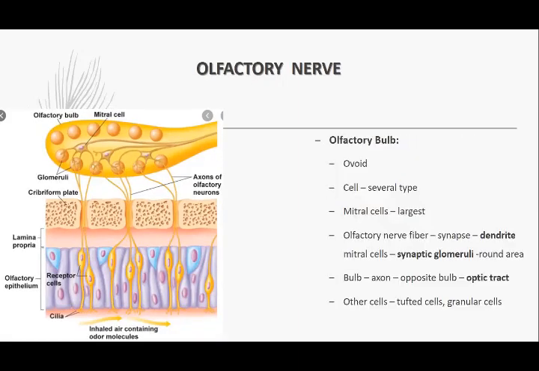Let me talk about the olfactory bulb. The olfactory bulb, you can see, is lying on top of, or on the superior surface of, the cribriform plate of the ethmoid.